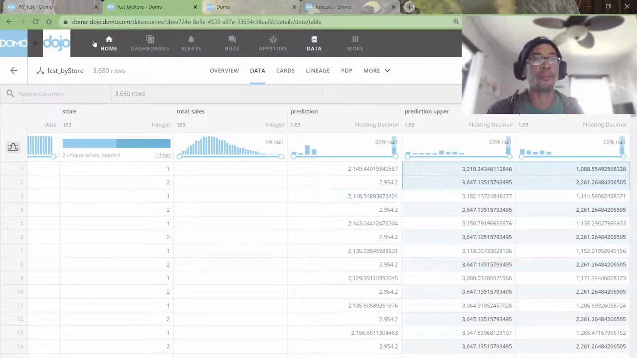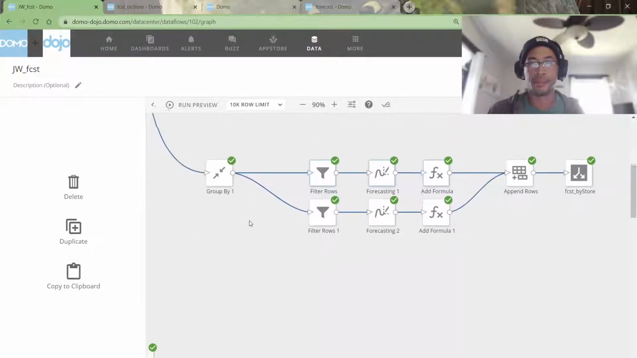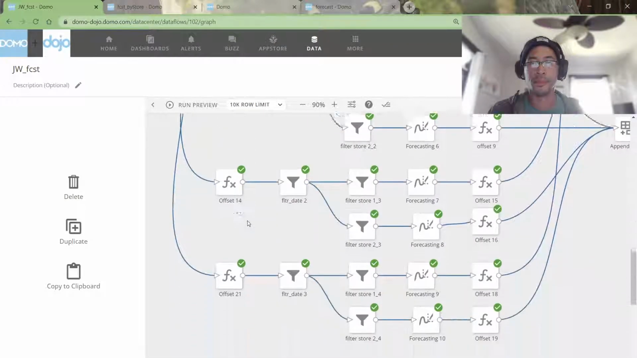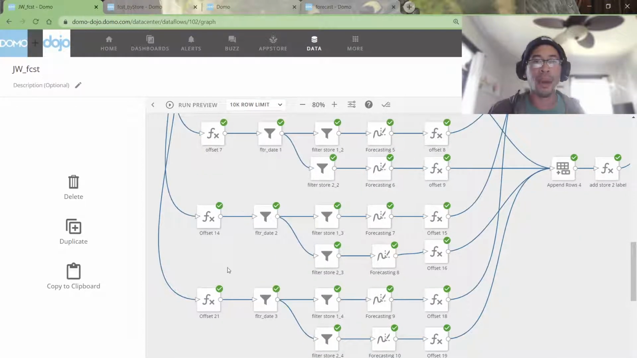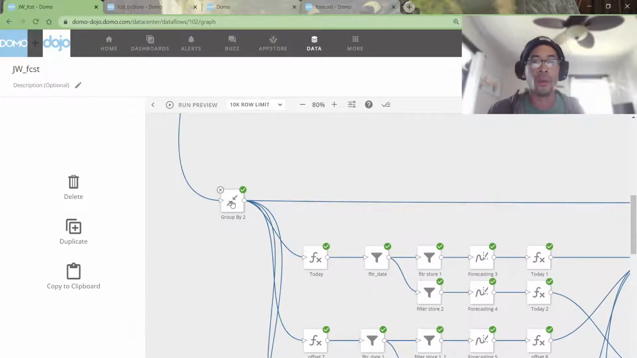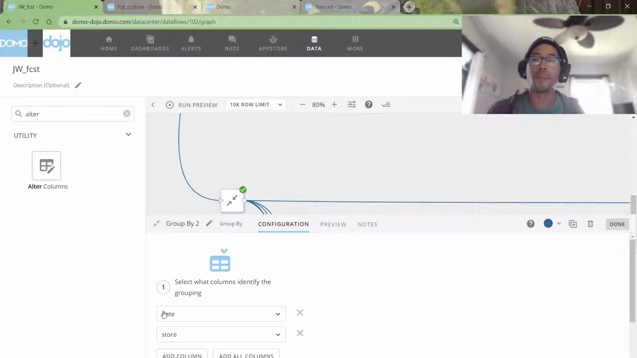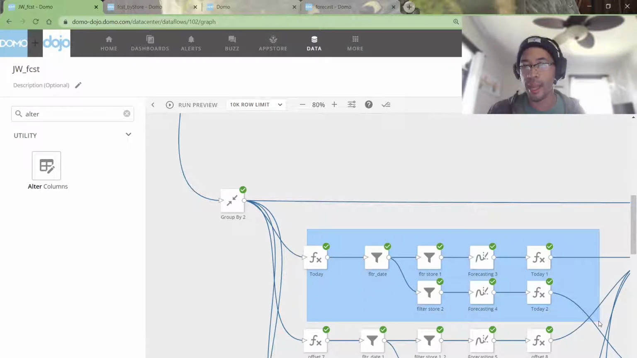Okay. Now it starts to get messy. This is the last one. Okay. It looks ugly, but now I'm joining it all together. What I'm doing is I'm still grouping by date and store, right? So I still have to say, hey, I want to have a forecast for store 1. I want to have a forecast for store 2. We understand that. We literally just talked about that.